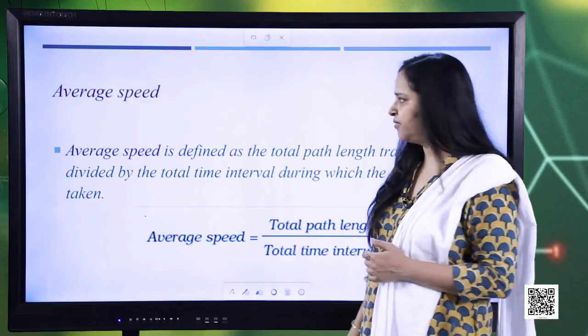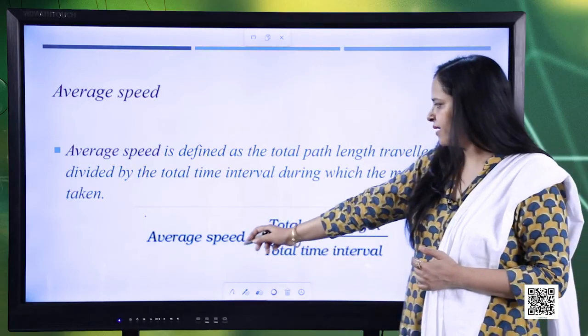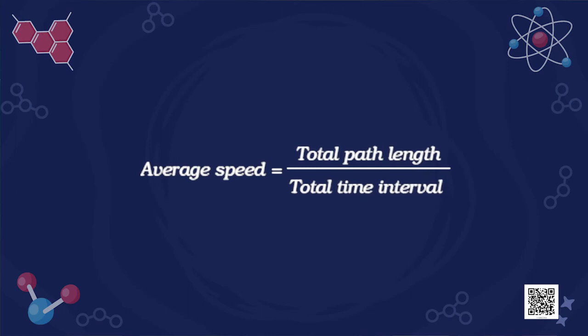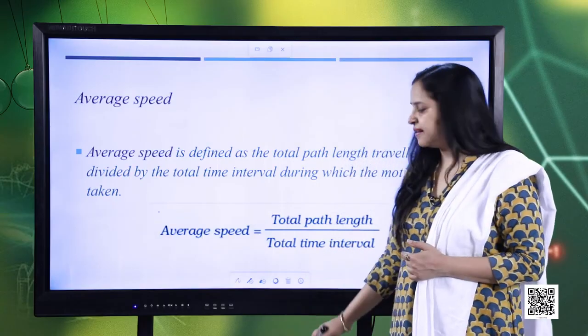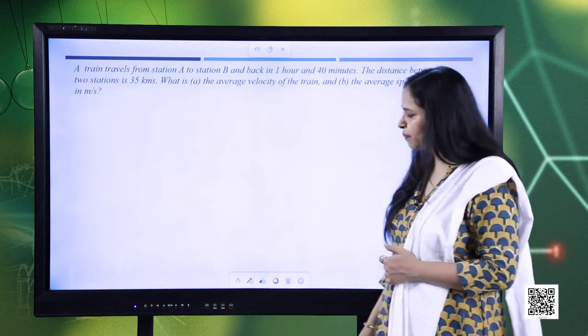So how do we define the average speed? It is defined as the total path length traveled divided by the total time interval during which the motion has taken place. So mathematically, we can write the formula of average speed as: average speed is equal to total path length upon total time interval.